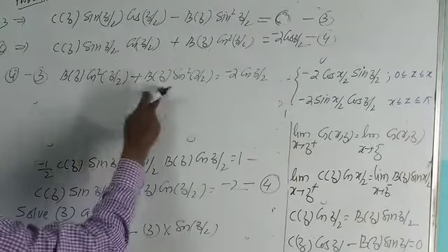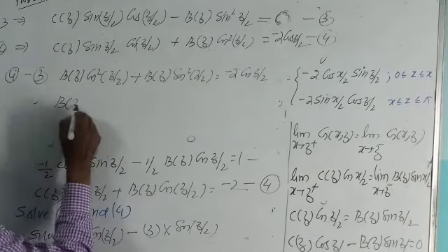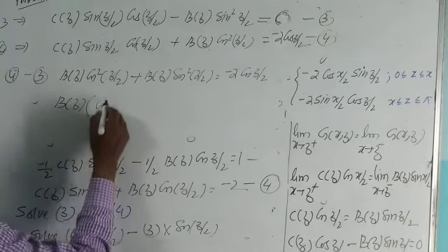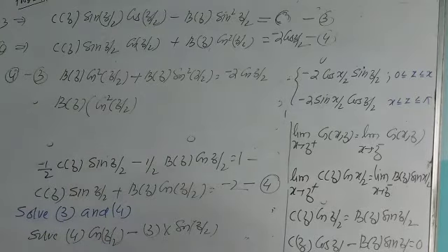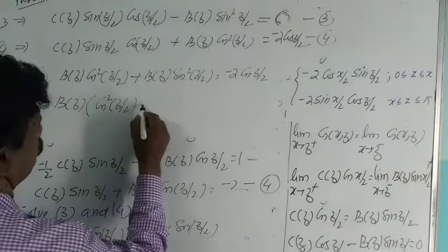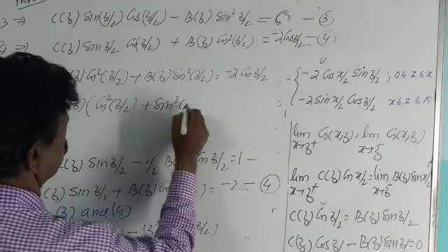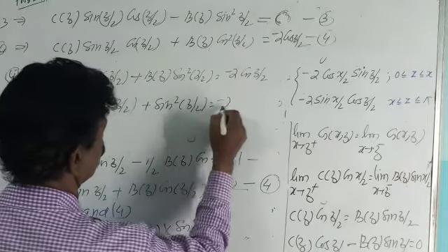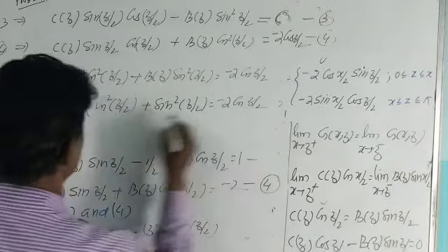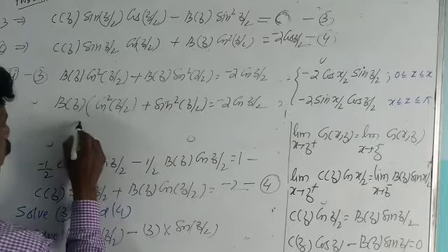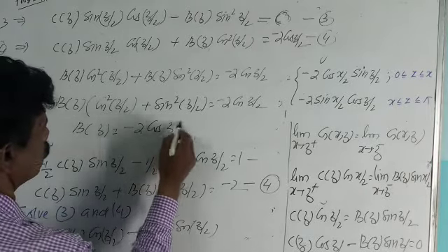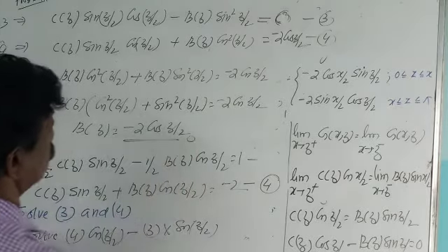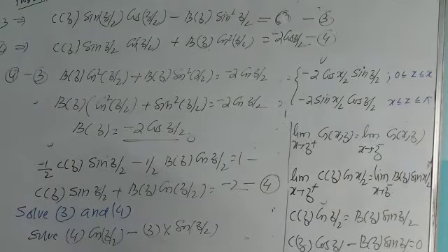Yes. Taking b out, b into cos square z by 2 plus sin square z by 2 equal to minus 2 cos z by 2. This is cos square theta plus sin square theta equal to 1. So we can write b z equal to minus 2 cos z by 2. That is the value of b z: minus 2 cos z by 2.